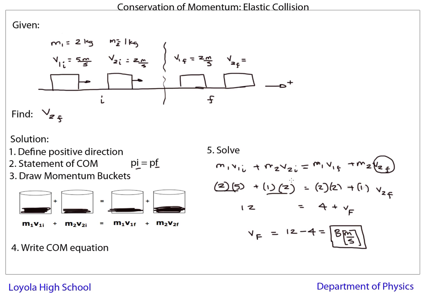It's a positive value, meaning it continues to go to the right as opposed to going backwards, which sometimes happens in collisions. And so this is v2 final, a final answer of 8 meters per second. To check your work, you can plug this back in and say 2 times 2 is 4, 1 times 8 is 8, and so both sides of the equation should be equal.